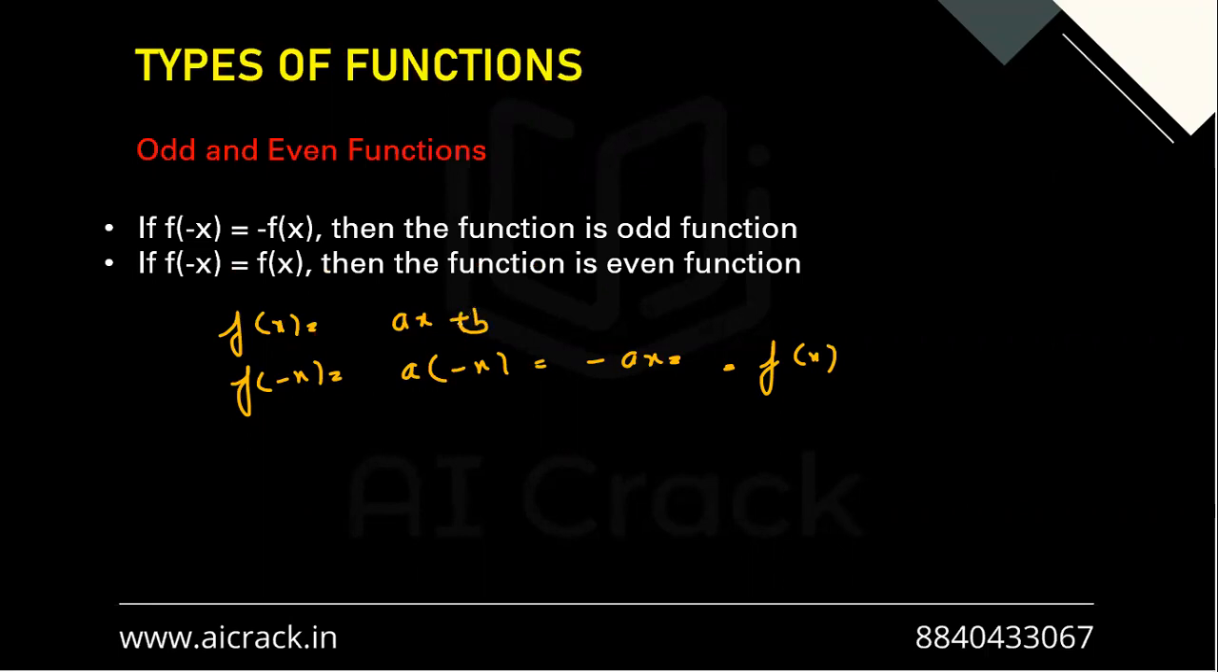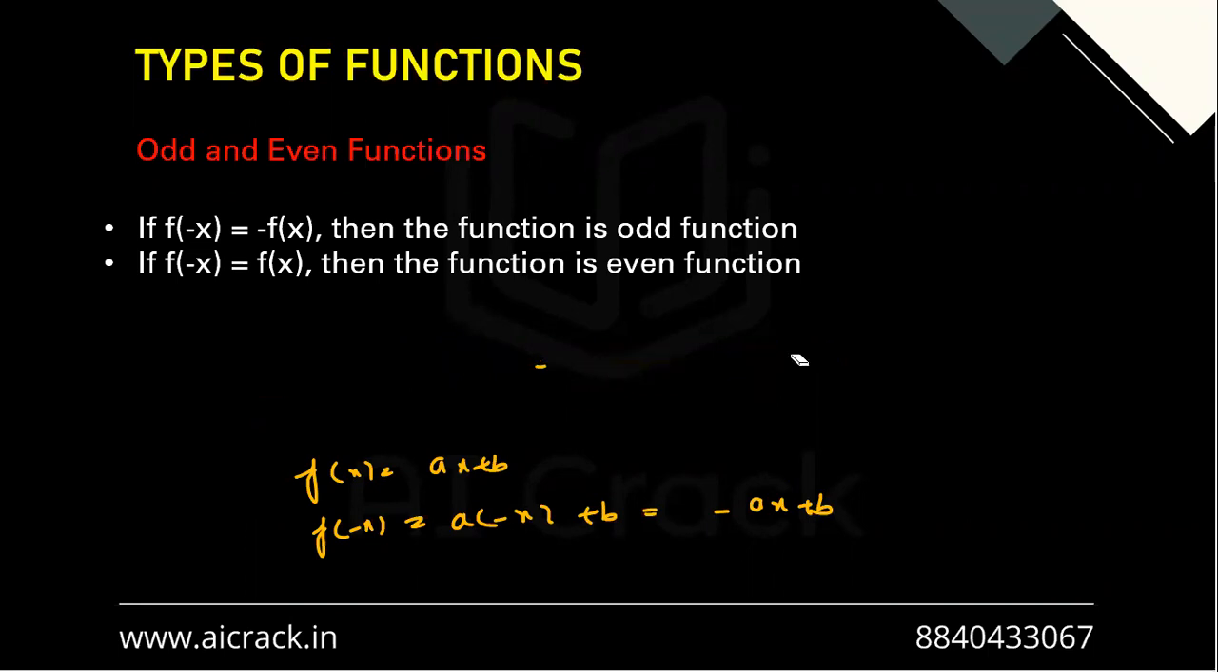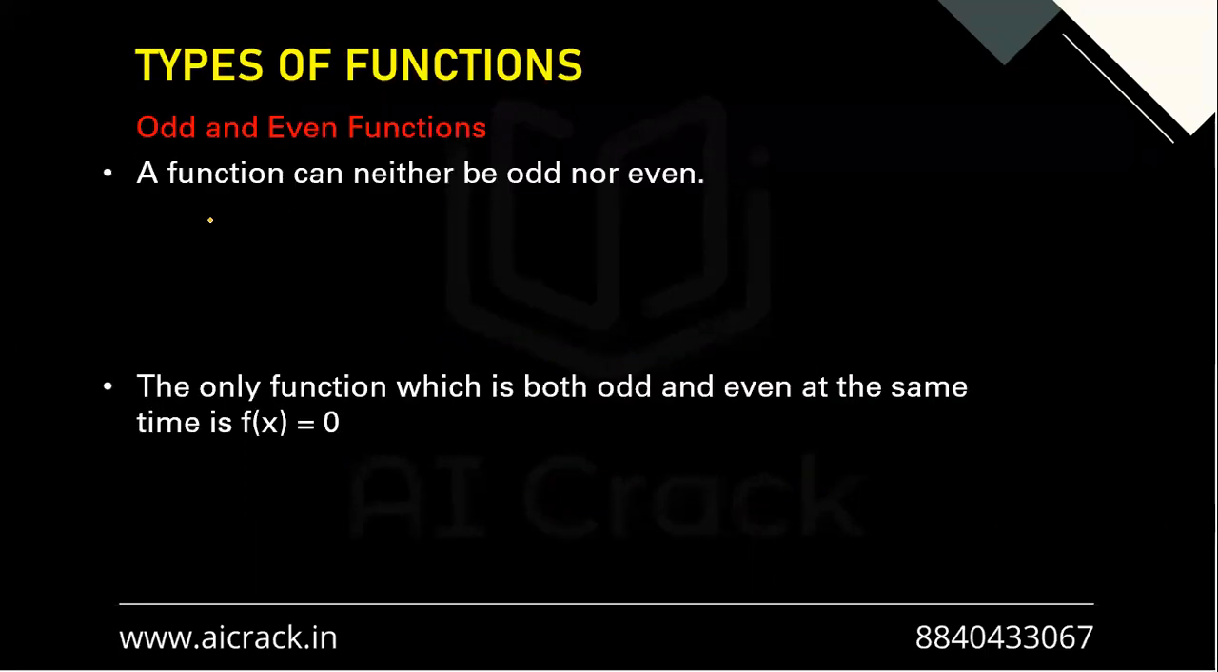But if we write a x plus b, then even though its power is odd in this case, it's still not an odd function. It's basically neither odd nor even, because if we write f of x equals a x plus b, then f of minus x equals a of minus x plus b, that becomes minus a x plus b. So this is neither minus f of x nor f of x, right? That is why it's neither odd nor even. So there are basically three types of functions: one is even, one is odd, and the other one is neither odd nor even. A function can be neither odd nor even.